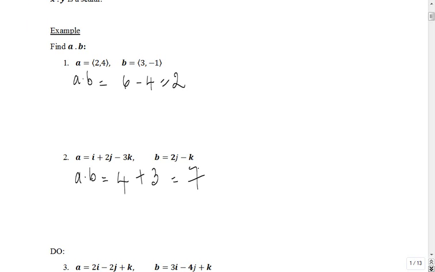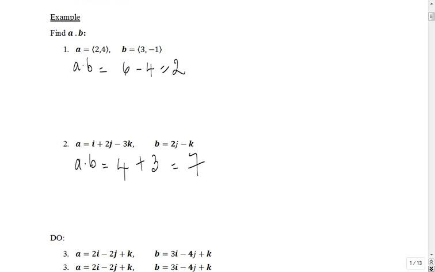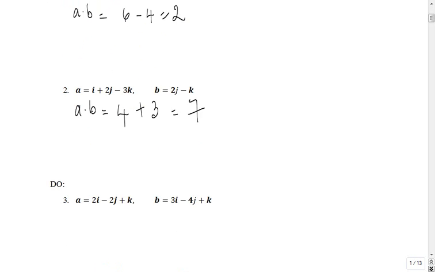Any questions on that, on dot product? There is no i in B. Okay? So that would be a 0. Any other questions? Try number 3 on your own, please.